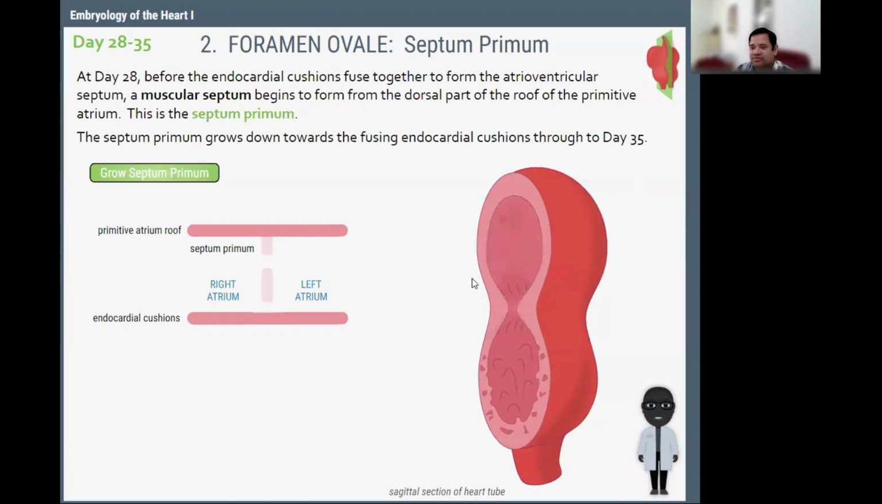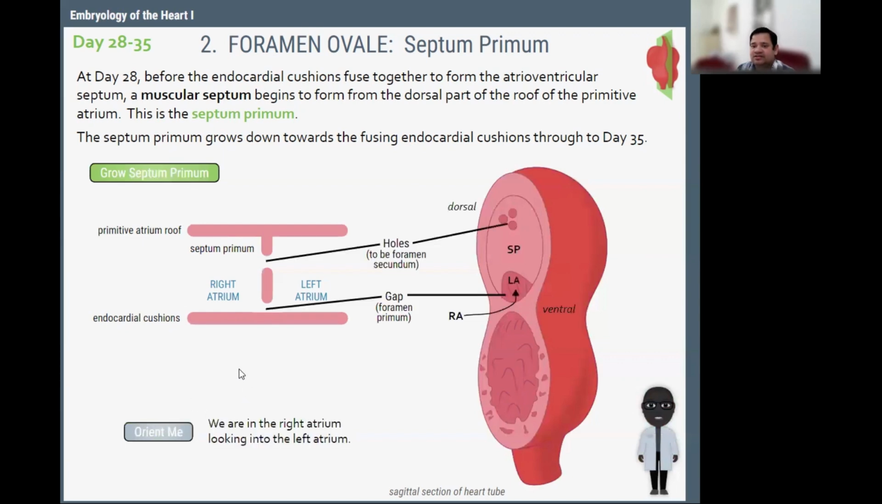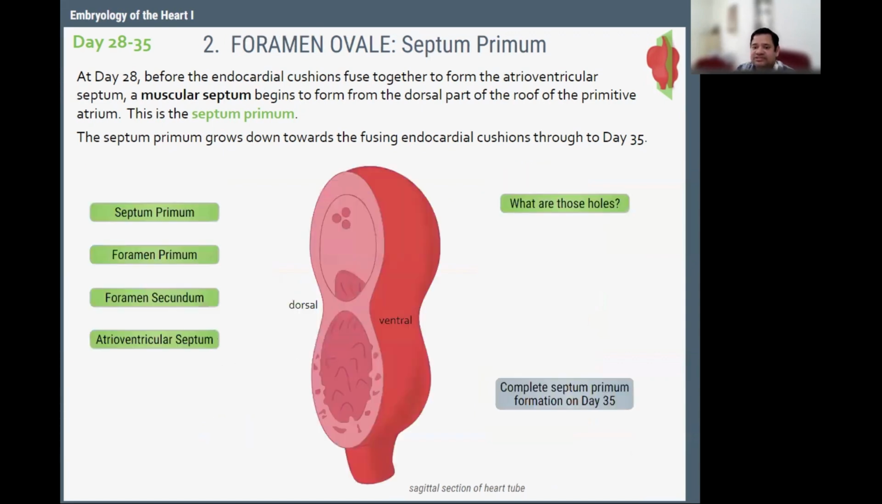Then this will form, and a small hole is going to be generated between the endocardial cushions and the septum primum. See here, these are some holes which are to be foramen secundum in future, and there is a gap called foramen primum in the lower part.